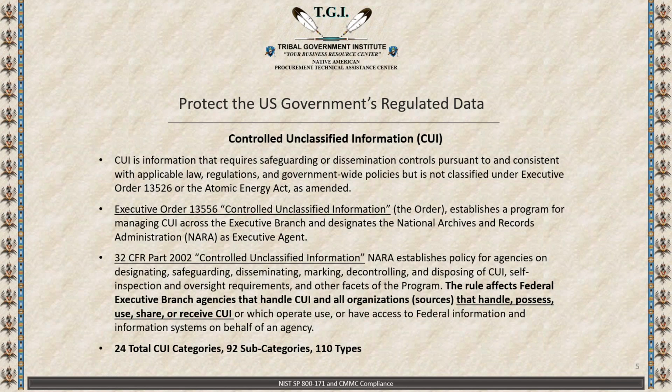Underneath CUI, or Controlled Unclassified Information, it really boils down to 24 categories of CUI. And you can go to the CUI registry, where you will find links to the different types of categories of CUI and their descriptions.